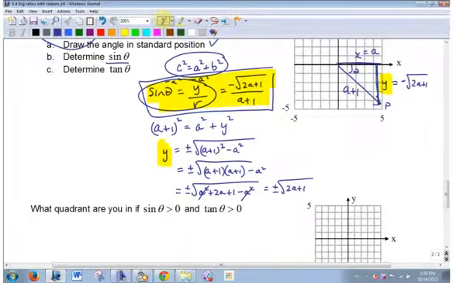Okay. Lastly, what's tangent theta? I got all the ratios now. Should be a piece of cake. Tangent is O over A, or in Math 11 terms, y over x, which is negative square root 2a plus 1 over a.